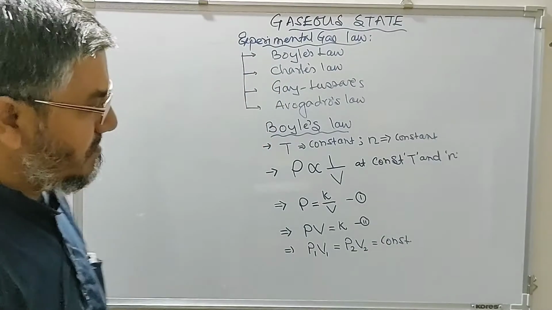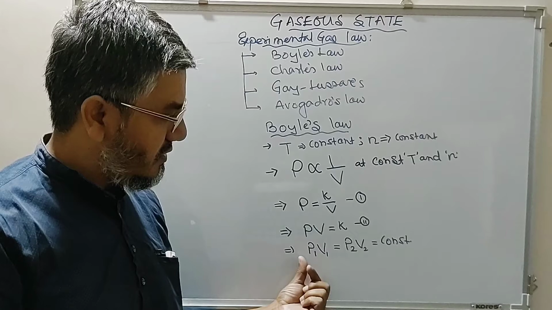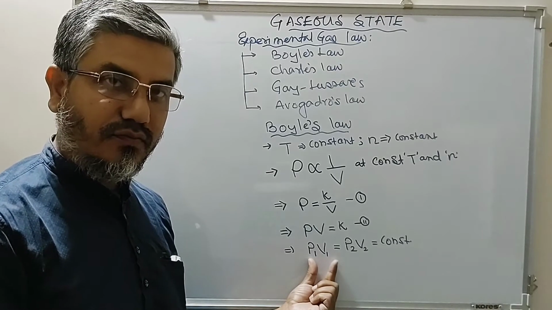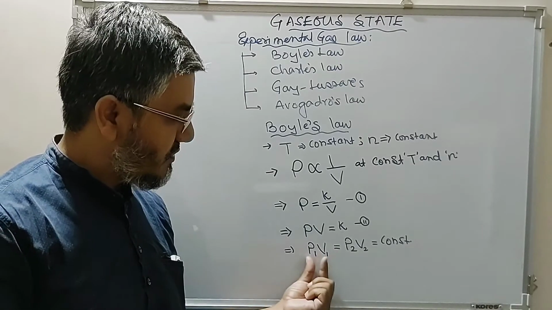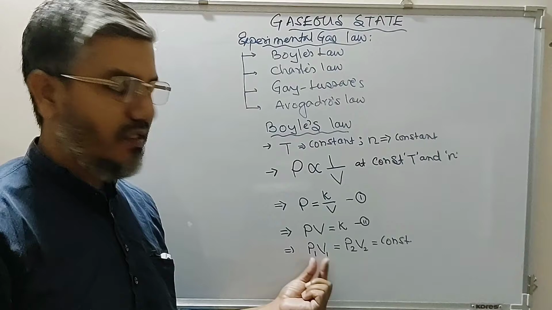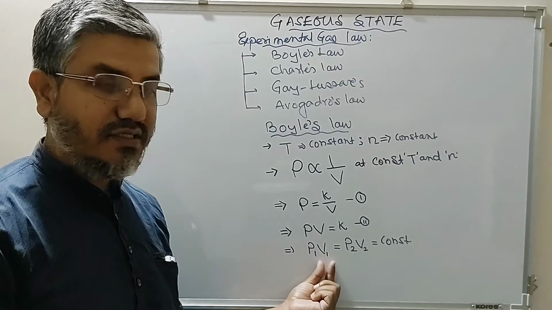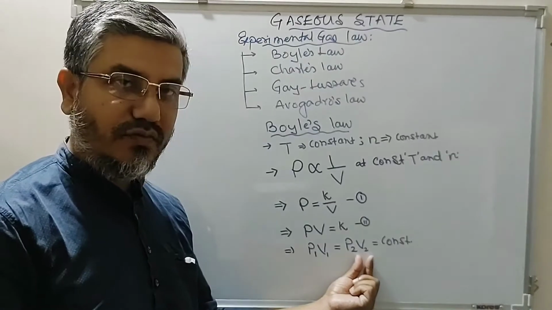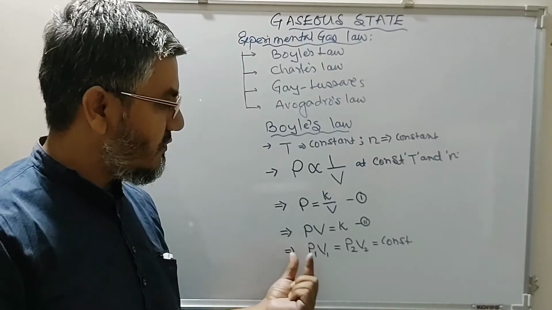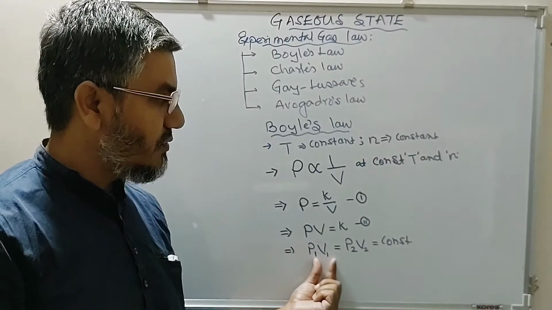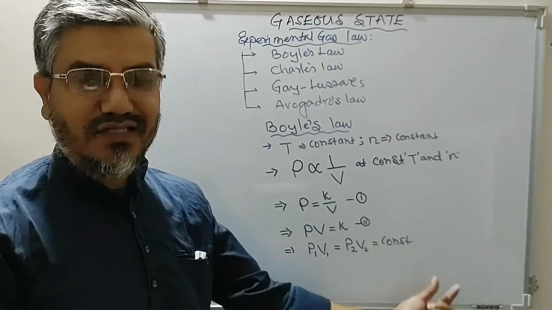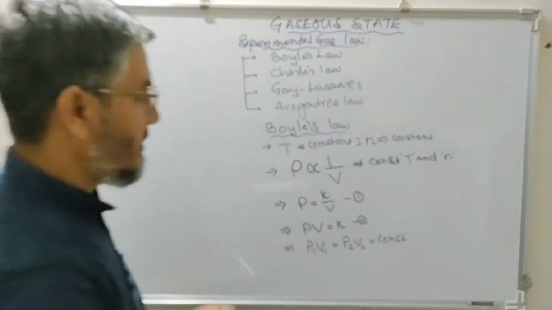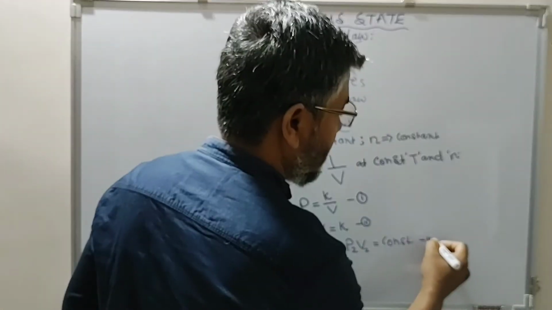That means pressure, volume. Suppose we increase the pressure, then correspondingly volume will decrease. Then another pressure, then volume. This product of pressure and volume is always a constant term. So let this be equation number 3.